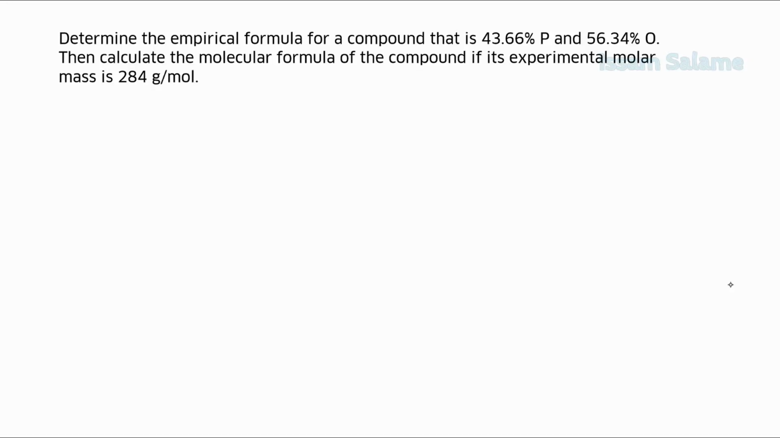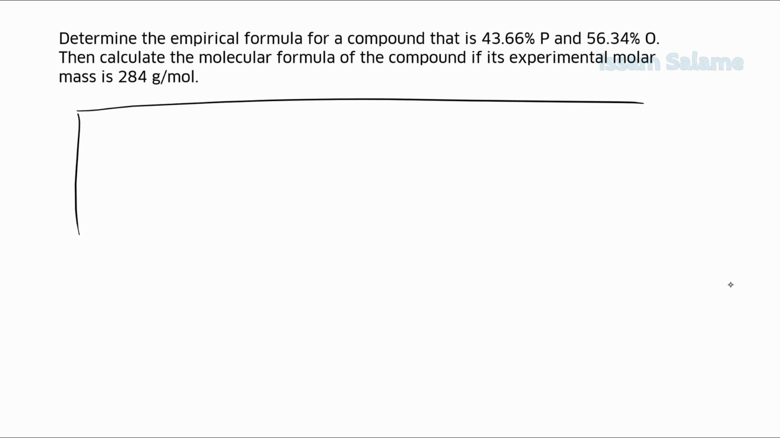Let's have our first exercise. Here we have to determine the empirical formula of a compound which is 43.66% phosphorus and 56.34% oxygen. And as you noticed, the molar mass is given, which is 284.